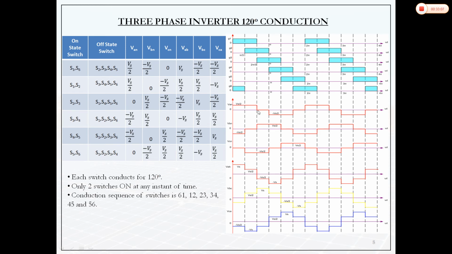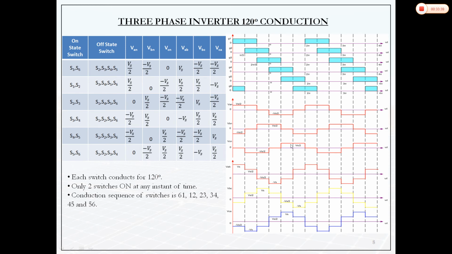So Vs upon 2, this is minus Vs upon 2. Similarly, if you want to find the line voltage, VAB will be VAN minus VBN. If you subtract these two, Vs by 2 minus of minus Vs upon 2, you will get Vs. Similarly, Vs upon 2 minus 0, you are getting Vs upon 2. Similarly, you can do the analysis for all the modes.